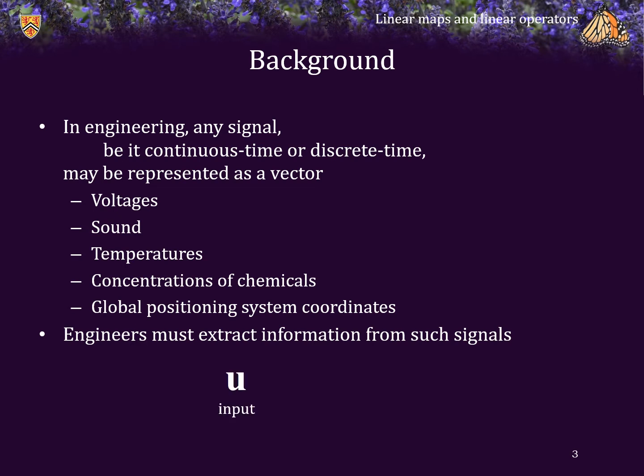So we're going to start with an input vector. That input vector will then be placed through a mapping A, and that will produce an output vector V that hopefully has more information or more useful information than the original input vector.